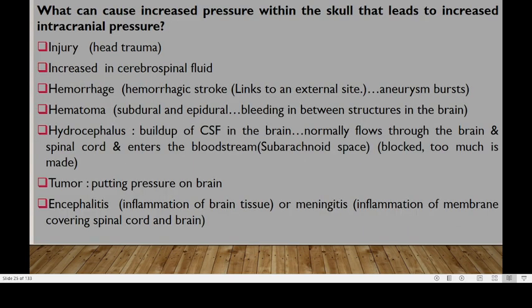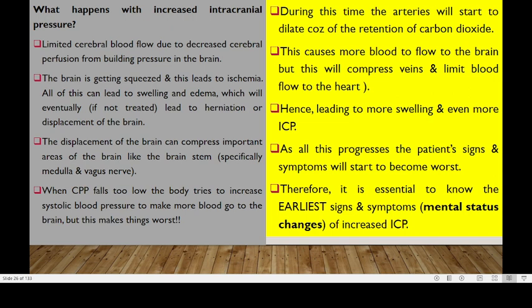Okay. So what normally causes increased ICP within the skull? We have already mentioned it could be an injury, increased cerebrospinal fluid, hemorrhage, hematoma, hydrocephalus, tumor, or encephalitis. And what happens with this increased ICP? You have limited cerebral blood flow due to decreased cerebral perfusion from the building pressure in the brain. So the brain cells get squeezed, and this leads to ischemia.